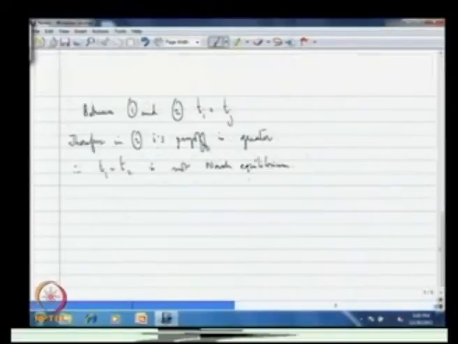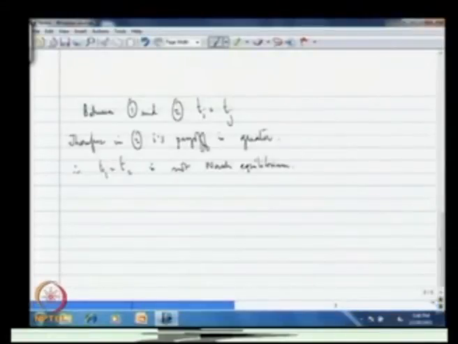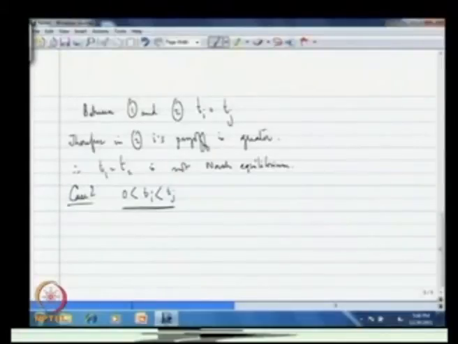Now, this is case 1. What are the other cases? The other cases are the following. Case 2. Let us suppose T I and T j are not equal, and the T which is less, suppose that is T I, is greater than 0. So, this is one possibility. Remember, this is not the case in Nash equilibrium, because in the Nash equilibrium the lower T is always equal to 0.